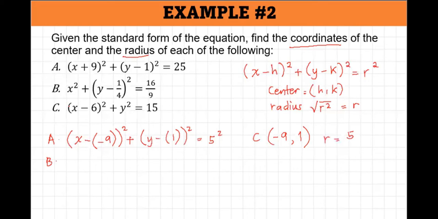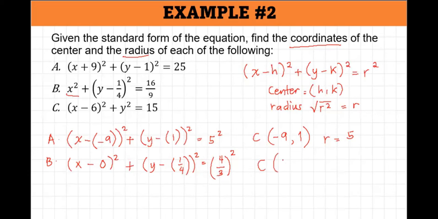Now, for letter B, himay-himayin mo lang naman yung itsura niya. Now, ito lang nakalagay lang dito ay x squared for letter B. Therefore, we do not have a value for h. So, it's simply x minus 0 squared plus y minus 1/4 squared equal to 16 over 9. So, that would be 4/3 squared. So, for the center, h niya ay 0. Ang k niya ay positive 1/4. And the value for your radius is 4/3.